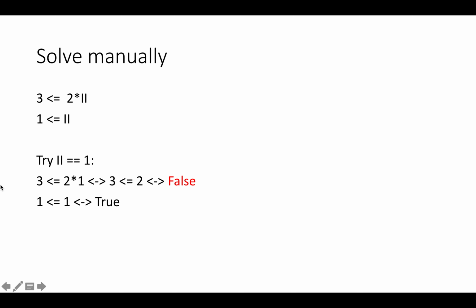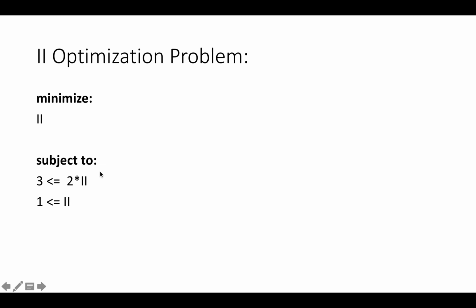So let's increment by 1 and try the next smallest initiation interval, 2. Now, 1 is less than or equal to 2, and we have 3 is less than or equal to 2 times 2, which is logically equivalent to 3 is less than or equal to 4, which is logically equivalent to true. So the smallest possible initiation interval is going to be 2. And indeed, an initiation interval of 2, which is the solution to this integer linear programming problem, is the correct solution to the initiation interval computation of this simple loop.